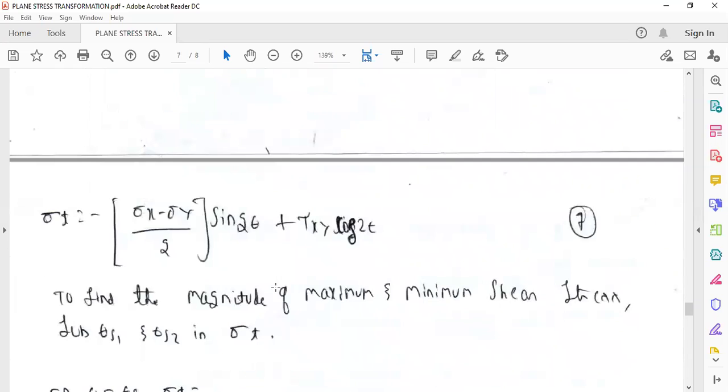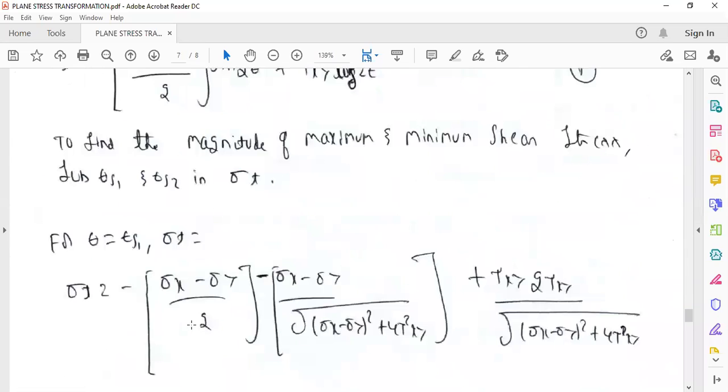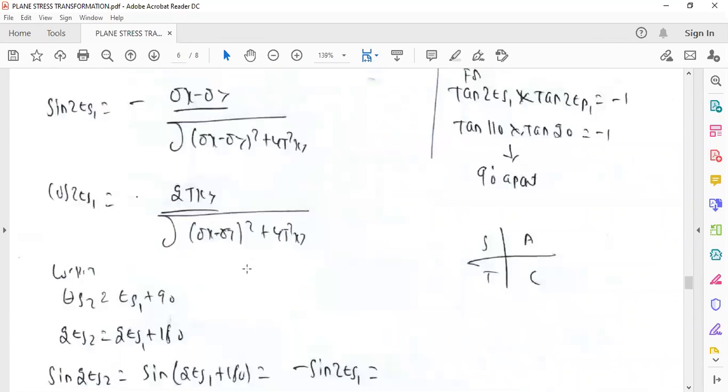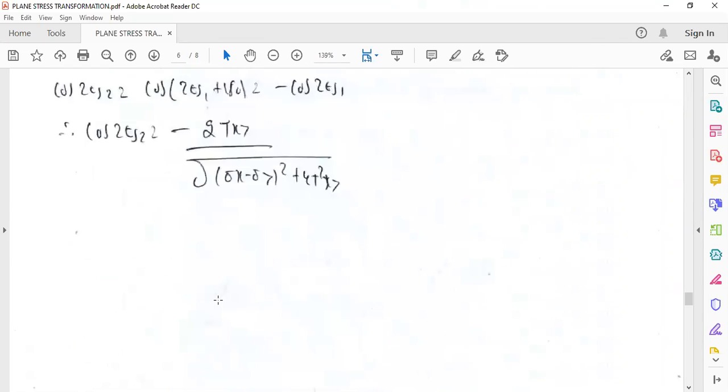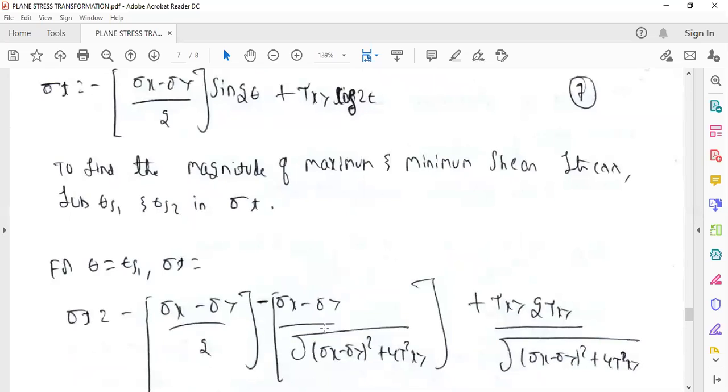To find the magnitude of maximum and minimum shear stress, we substitute theta s1 and theta s2 in sigma t. Similarly, we substituted theta p1 and theta p2 in sigma n to obtain the maximum principal stress. So to obtain the maximum shear stress, I will substitute theta equal to theta s1 in sigma t. I will get minus sigma x minus sigma y by root of sigma x minus sigma y square plus 4 tau xy square, plus 2 tau xy by root of sigma x minus sigma y square plus 4 tau xy square.